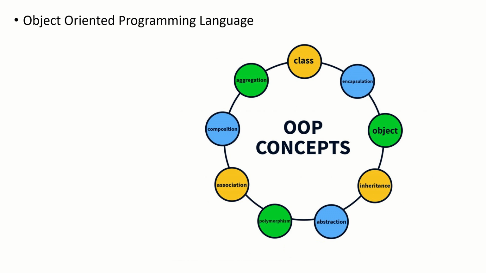Python is an object-oriented programming language, which in short I can say is OOP. OOP is referred to as object-oriented programming. Basically, Python supports the functionality of OOP concepts like encapsulation, object, inheritance, abstraction, polymorphism, association, composition, and aggregation. So these are all the functionalities covered in the object-oriented programming paradigm which Python supports.